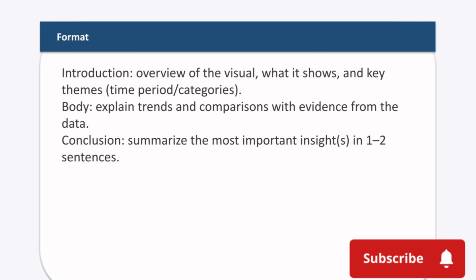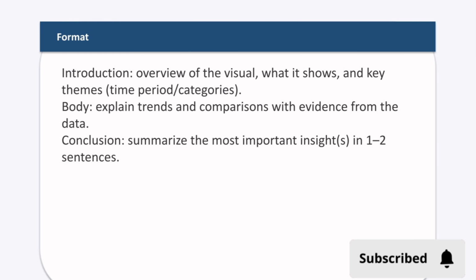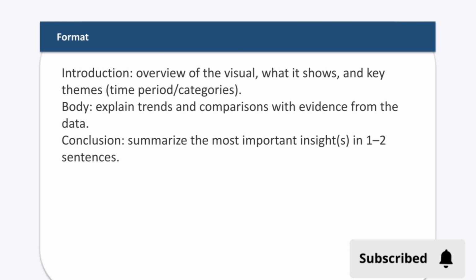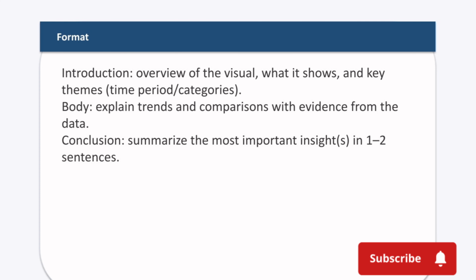An analytical paragraph is based only on the information given in the visual. It uses formal and concise language. It highlights important increases, decreases, comparisons, and contrasts. Finally, it ends with a brief summary that clearly states the overall trend shown in the data.